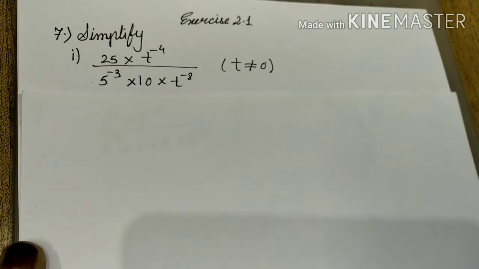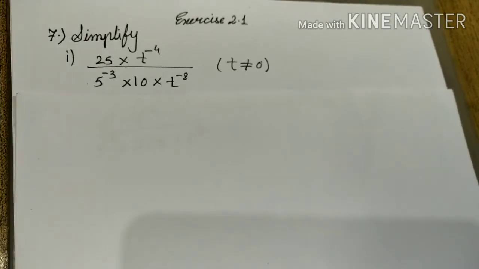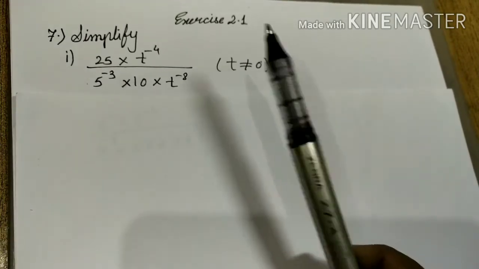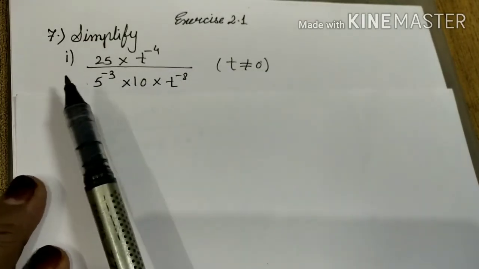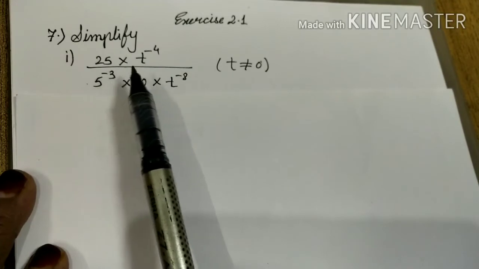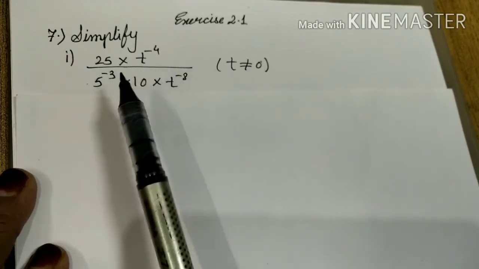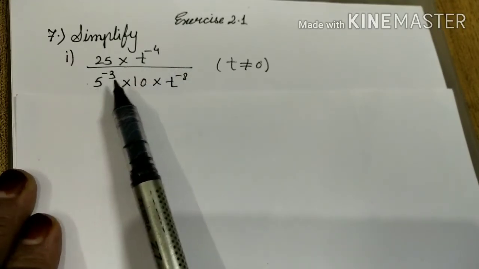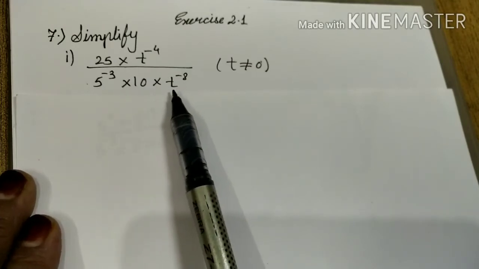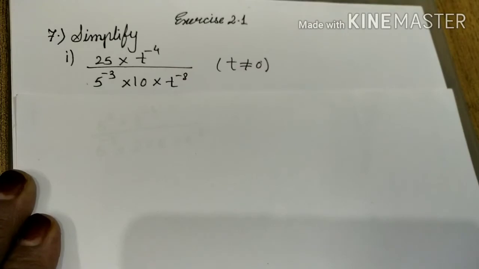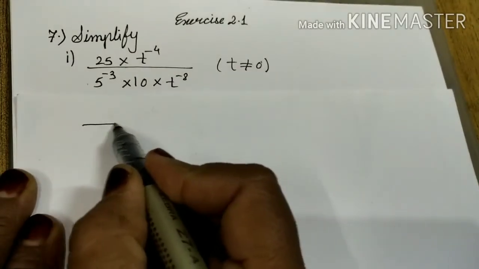Hello children, now we will solve 7th main of exercise 2.1. The question is simplify. First one question is 25 into t raised to minus 4 divided by 5 raised to minus 3 into 10 into 10 raised to minus 8. So we'll write this one.